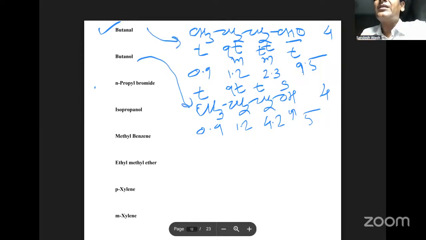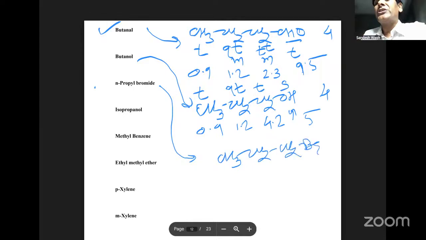Let's see another example. N means straight chain. N-propyl bromide, that is CH3, CH2, CH2, Br. How many signals will you get? 3 signals, because 3 different types of protons are there. This will be referred to as the triplet. This is a quartet for this and triplet for this, or in short, you can write down the multiplet, and this is triplet. So you will have 3 signals like this. Chemical shift value 0.9 for this, 1.2.